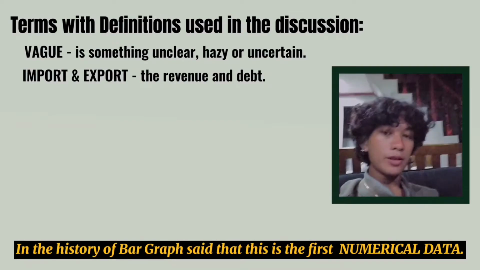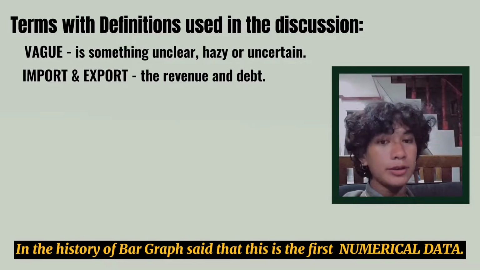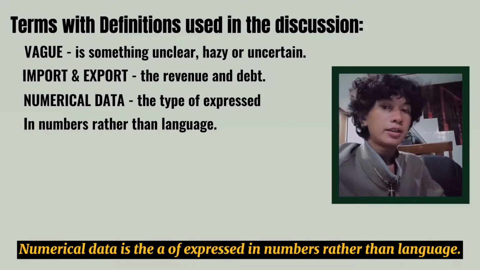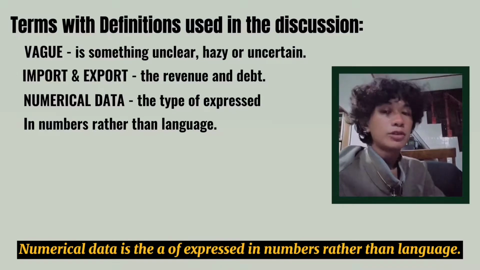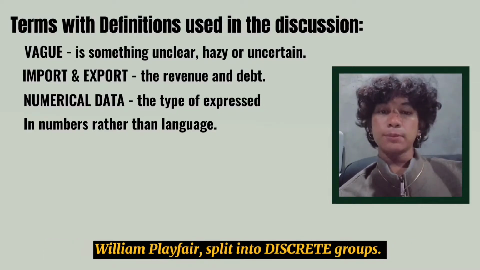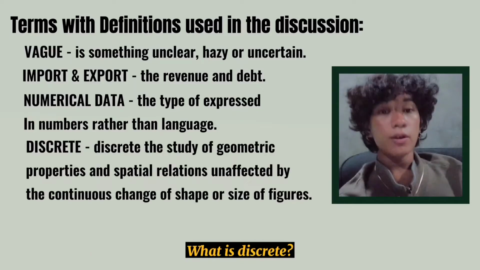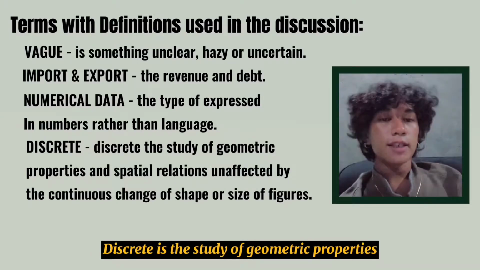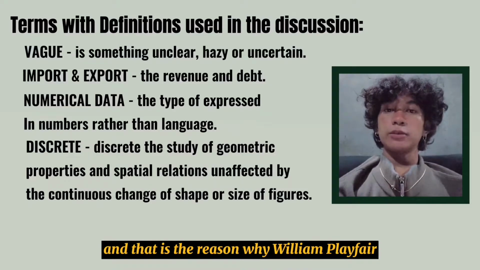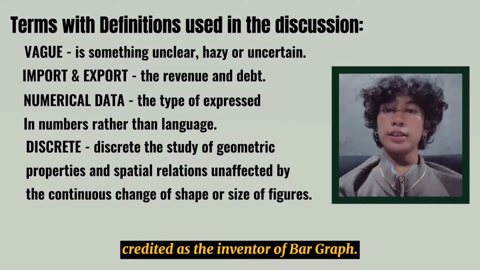The history of bar graph said that this is the first numerical data. What is numerical data? Numerical data is a type of data expressed in numbers rather than language, which means that it is used to express data using only numbers. William Playfair split into discrete groups. What is discrete? Discrete is the study of geometric properties, and that is the reason why William Playfair is credited as the inventor of bar graph.